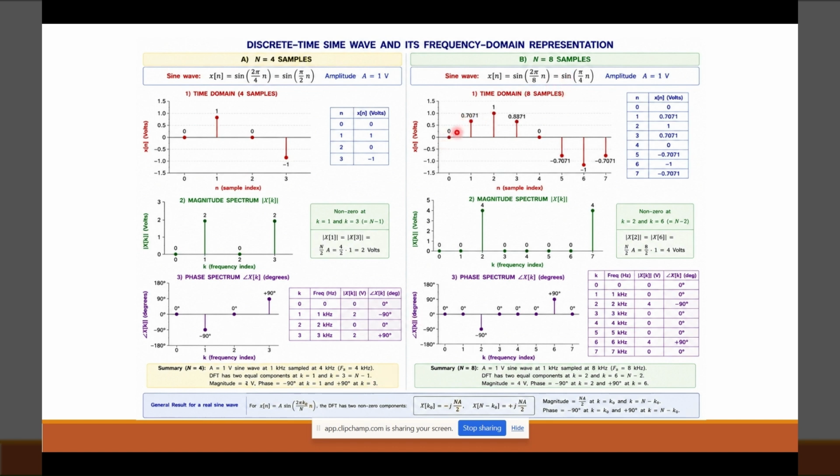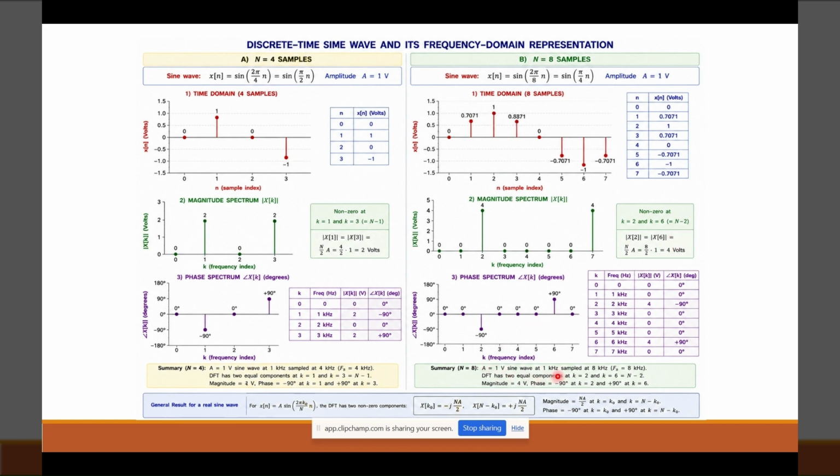eight samples starting from zero. The amplitude is 0.7071 and so on. Let us take eight samples like this. It's not 0.8871, it's 0.707, which is given in the table. Consider this a printing error. So if you find the magnitude, you will get 0, 0, 4, 0, 0, and again 4. This is the phase spectrum, minus 90 and plus 90. So from the phase spectrum, we can understand the nature of the signal. Here also you can see that X of 2 is equal to X of 6, that is nothing but n minus 2.